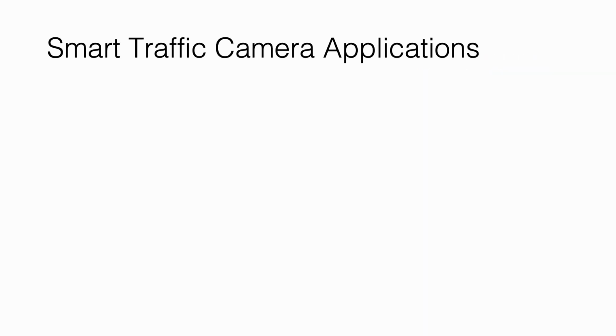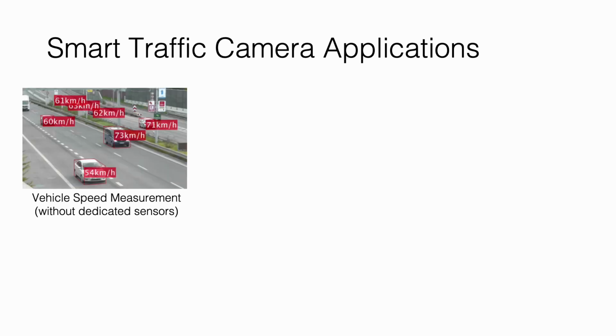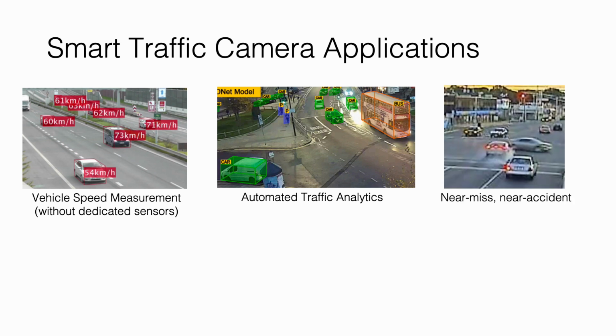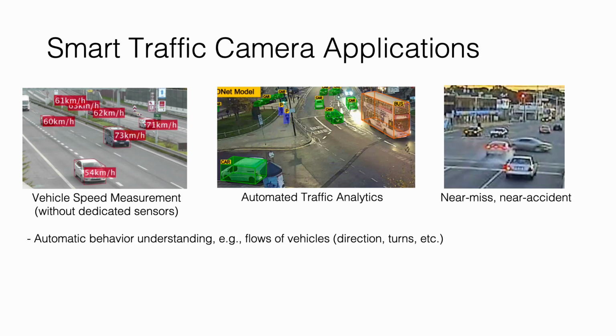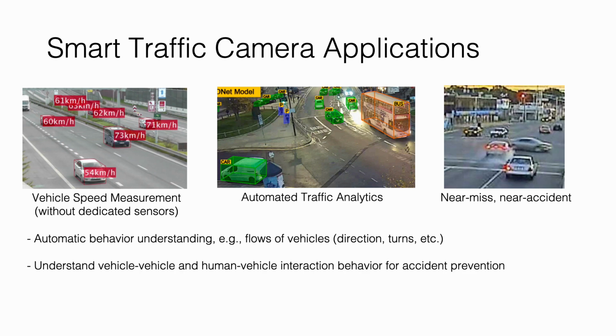There are many use cases for traffic cameras, such as vehicle speed measurement, automated traffic analytics, detecting the frequency of near miss or near accident, as well as a few other applications for improving urban planning. Then the question becomes, how to turn any traffic camera into a smart camera?